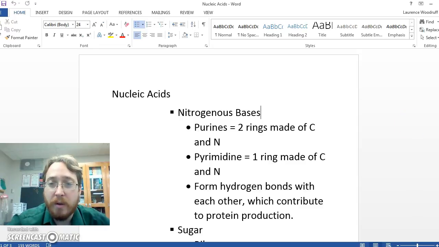Nucleic acids are made of nucleotides, and each nucleotide includes a nitrogenous base. If it is a purine, it will be 2 rings made of carbon and nitrogen. If it's a pyrimidine, it will be 1 ring made of carbon and nitrogen, and these purines and pyrimidines form hydrogen bonds with each other, which is needed to make proteins. We can read those hydrogen bonds to make proteins, and we'll talk more about that later.